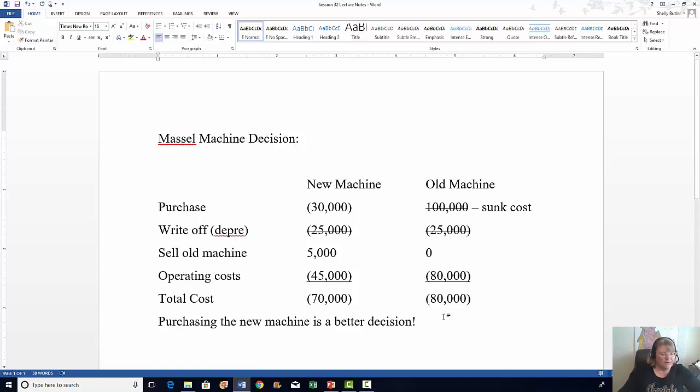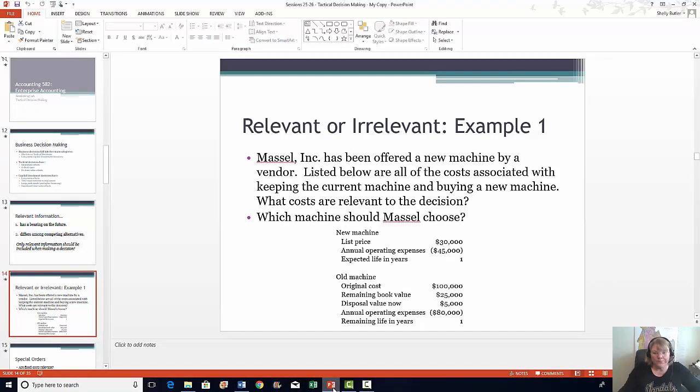Okay, and so that's how you line it all up like this. You eliminate all of your information that is irrelevant and just look at your relevant information to get your cost for the two decisions.